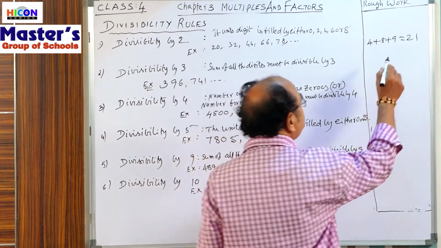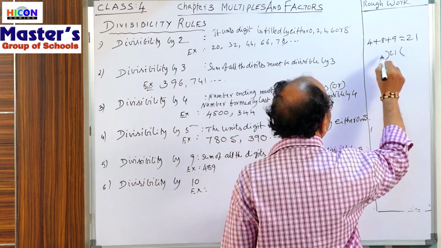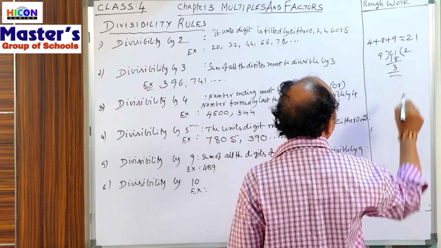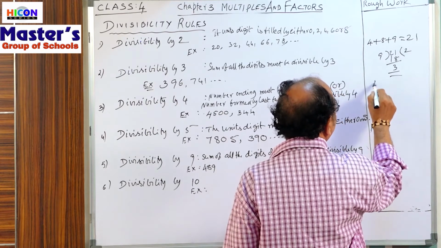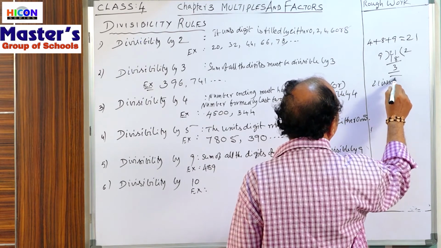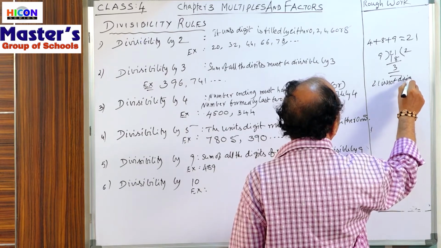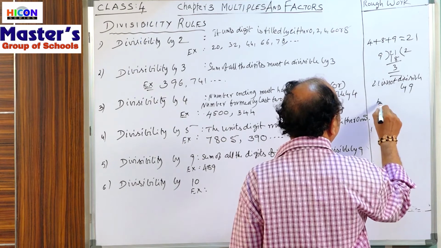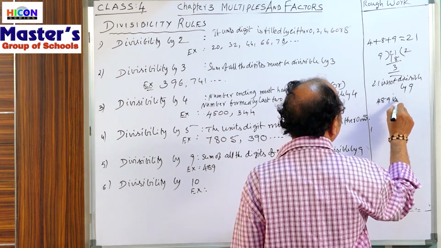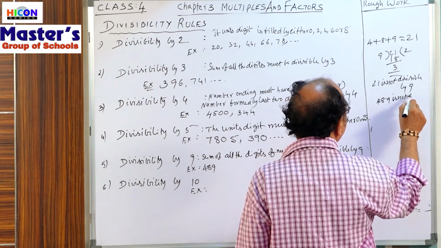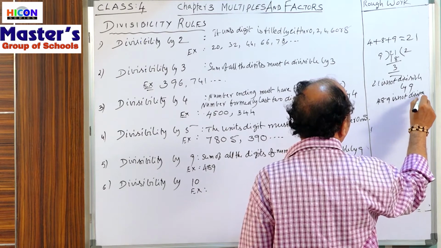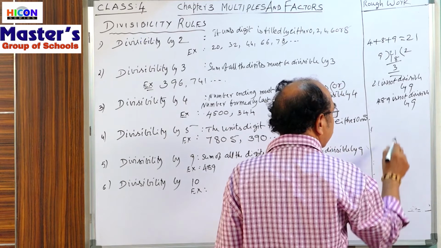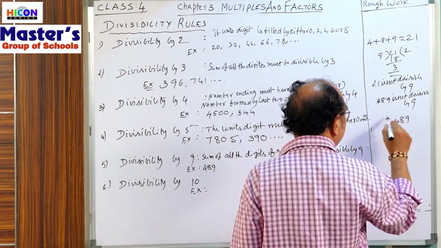Is 21 divisible by 9? 9 twos are 18, 3 remains. Not divisible. 21 is not divisible by 9. So, 489 is not divisible by 9.